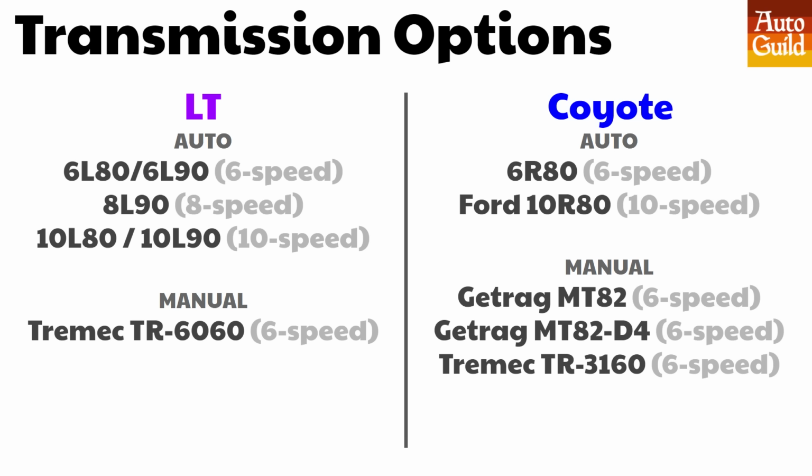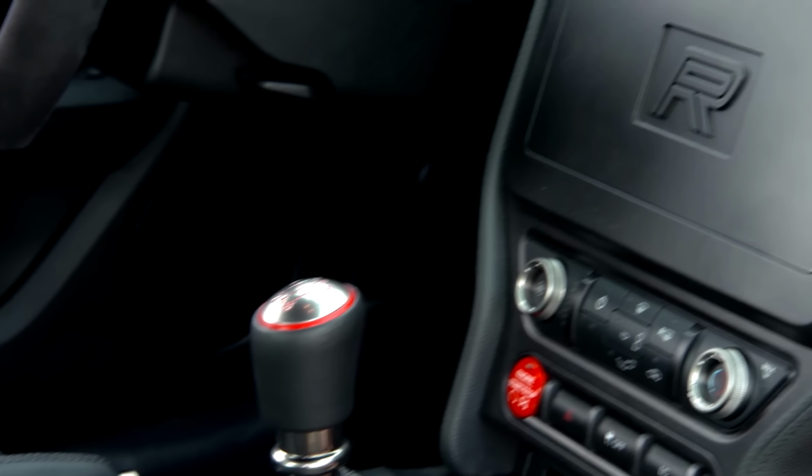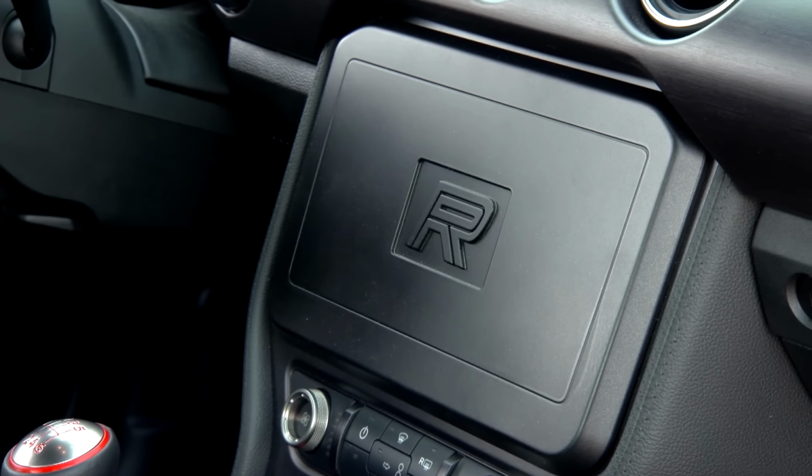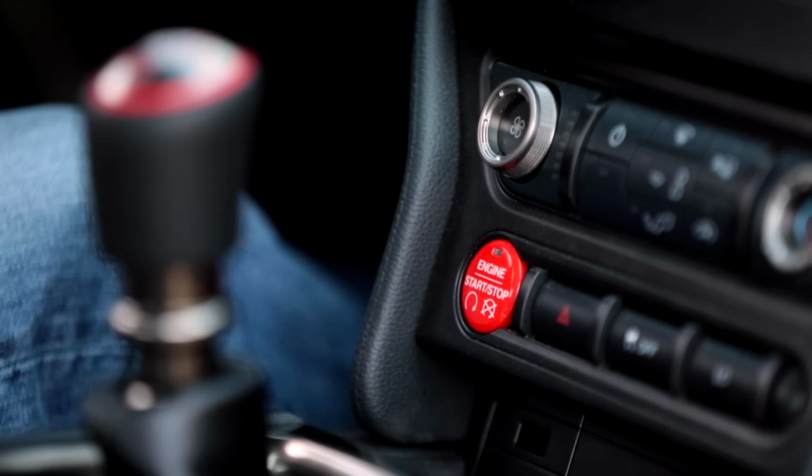Modern options are the T56, of course, and the T56 Magnum, which is essentially just an aftermarket version of the new TR6060. The Getrag MT82 6-speed is used behind most manual trans-equipped Coyote Mustangs.